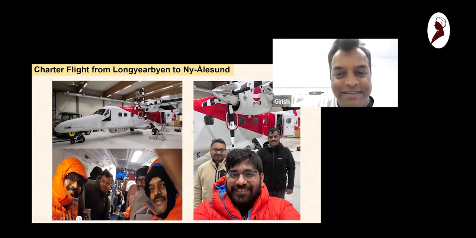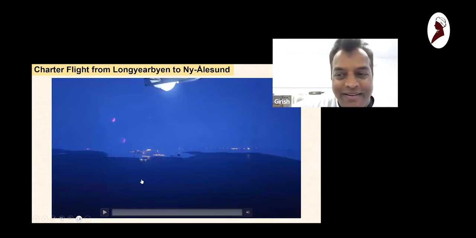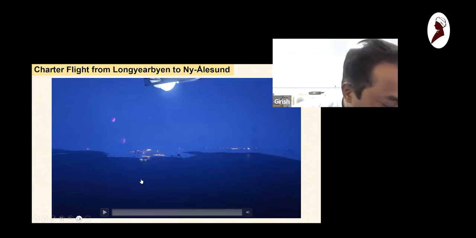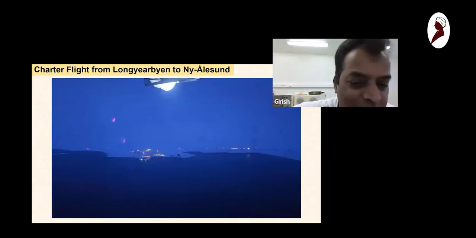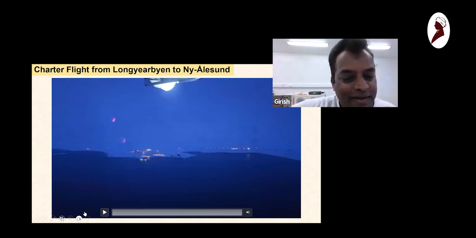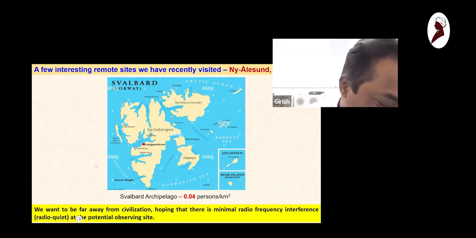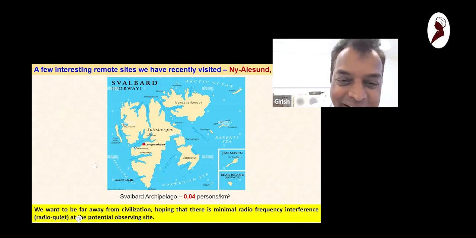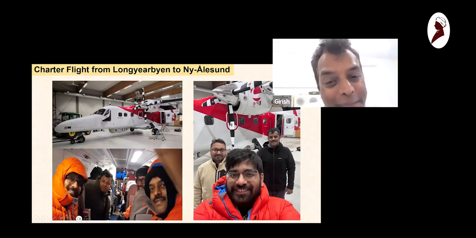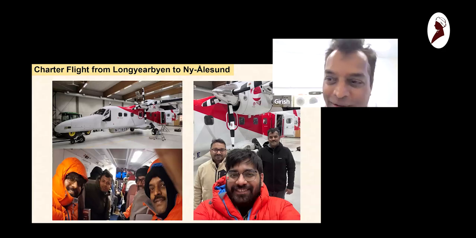Okay, so this is an interesting part. Just to give you a sense of time, it was around 10 o'clock when we took off from Longyearbyen, and it was about 30 minutes. I'll just summarize quickly. We have reached Longyearbyen, and from Longyearbyen, we need to fly to Ny-Ålesund, which is northwest, about 100 kilometers. And like I mentioned, we don't have regular commercial aircraft there. We need to take a charter flight from Longyearbyen to Ny-Ålesund.